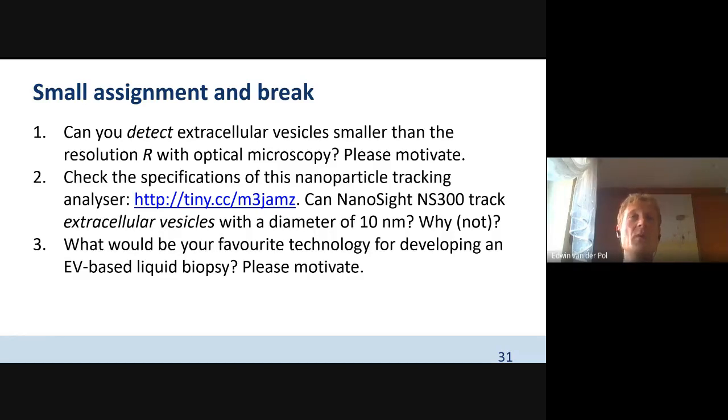So if you would buy this instrument and think you can detect 10 nanometer EVs, you're misled because of refractive index differences and, I think, a little bit bold claims of the manufacturer. The actual detection limit in terms of the diameter of vesicles is much larger, rather 70 to 90 nanometers. So this is how manufacturers mislead technicians in the lab.